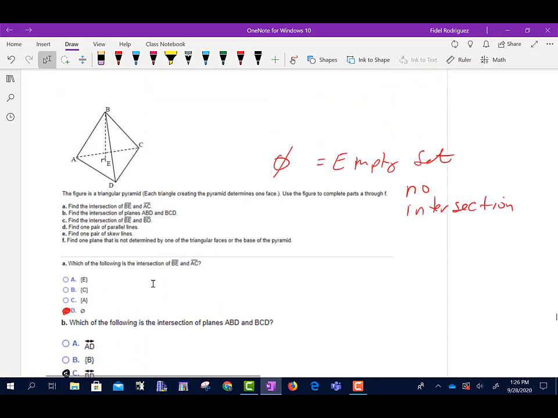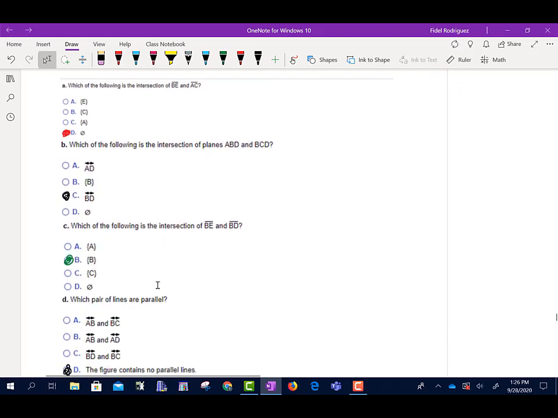CD and CB. CD and CB, no, because they intersect right there. Those are not skew lines. Remember, skew lines are going to be in different planes.